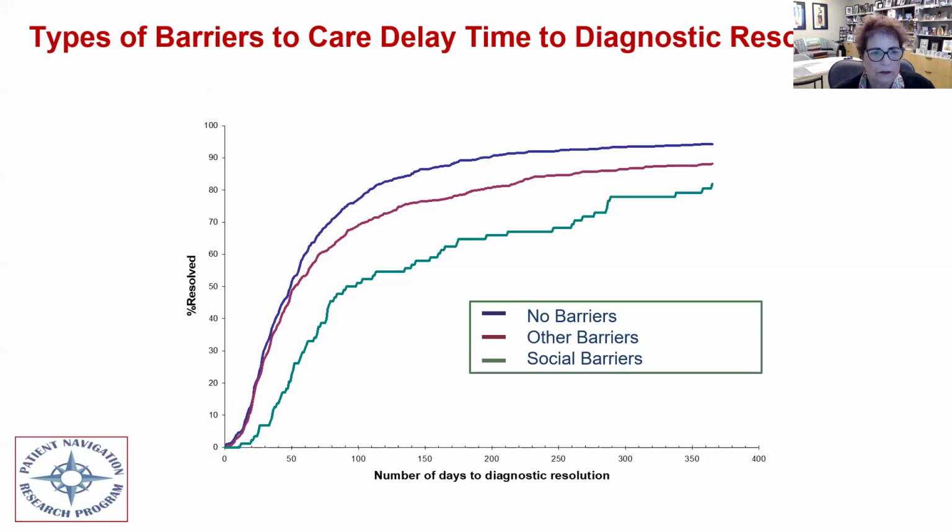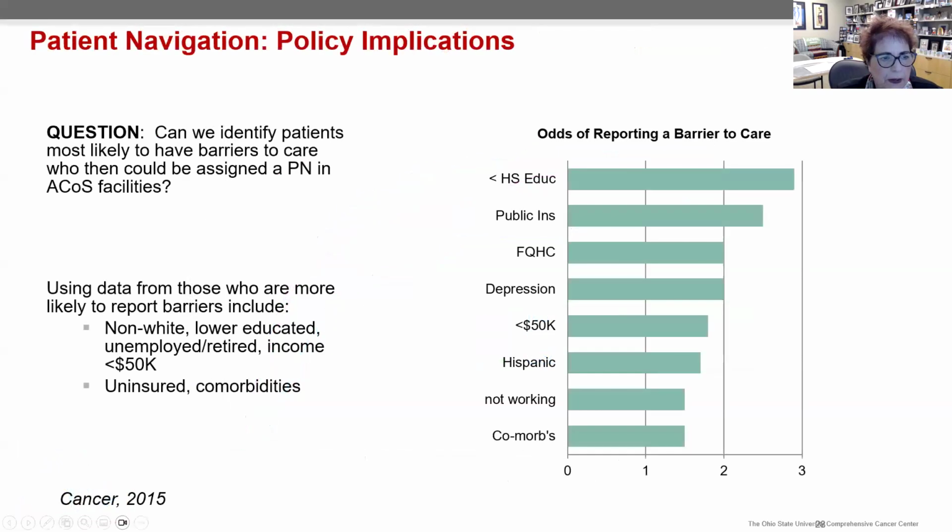And we showed yes. This is irrespective of navigation, but those who have social barriers are, I'm sorry, harder to resolve than those who have no barriers. So the top line is those with no barriers here. These are other barriers and social barriers. So social barriers were really hard to resolve and to get people in.